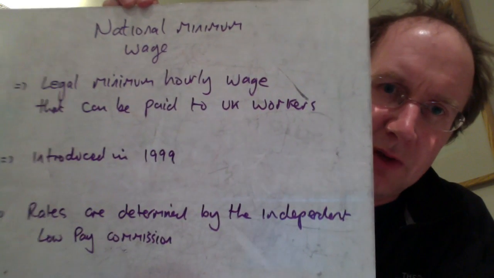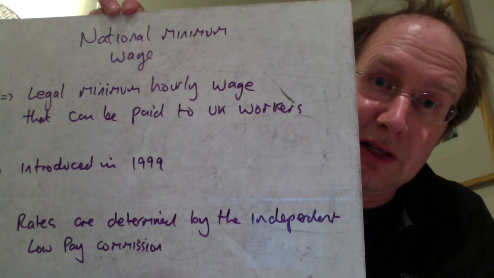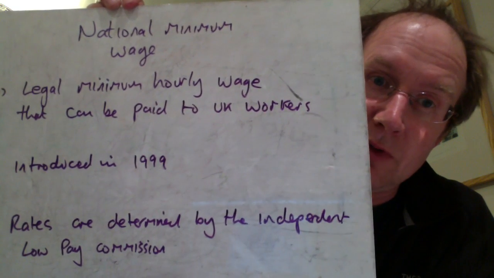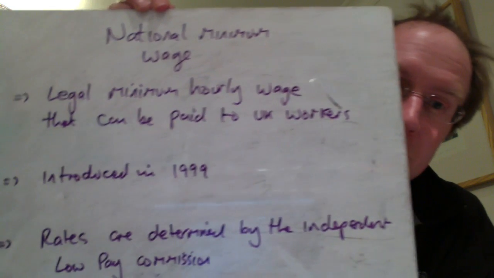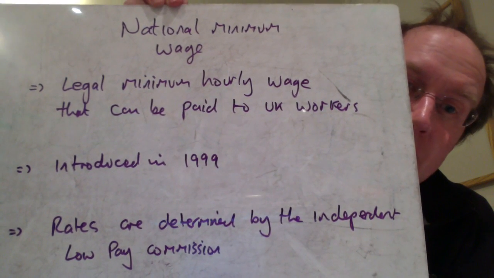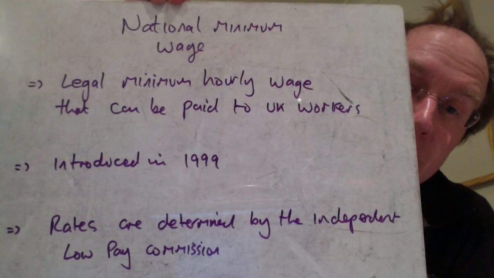There we go. Right. So, national minimum wage, as it says there, is the legal minimum hourly wage that can be paid to UK workers. It was introduced in 1999 by Blair, and in fact, the minimum wage rates are determined by the independent Low Pay Commission.